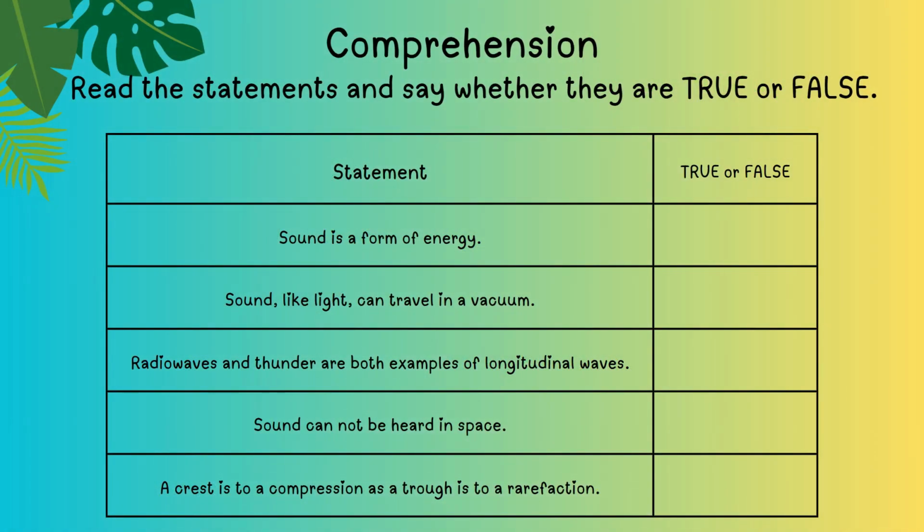Comprehension. Read the statements and say whether they are true or false. Sound is a form of energy. Sound, like light, can travel in a vacuum. Radio waves and thunder are both examples of longitudinal waves. Sound cannot be heard in space. A crest is to a compression as a trough is to a rarefaction.